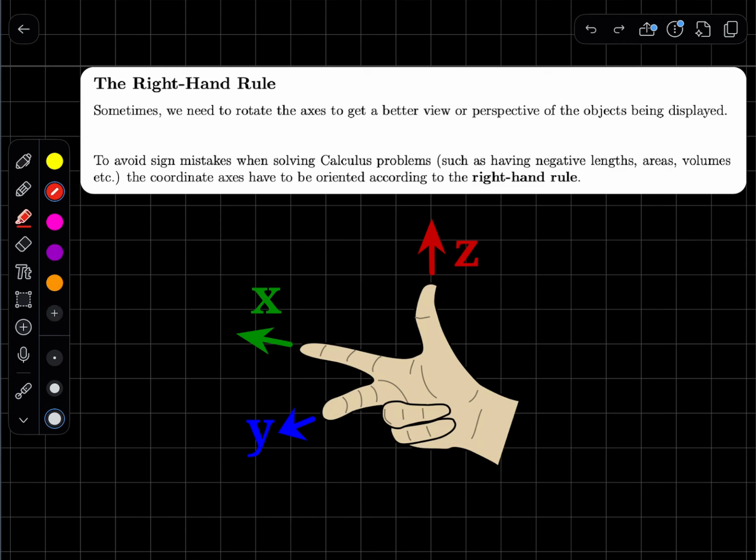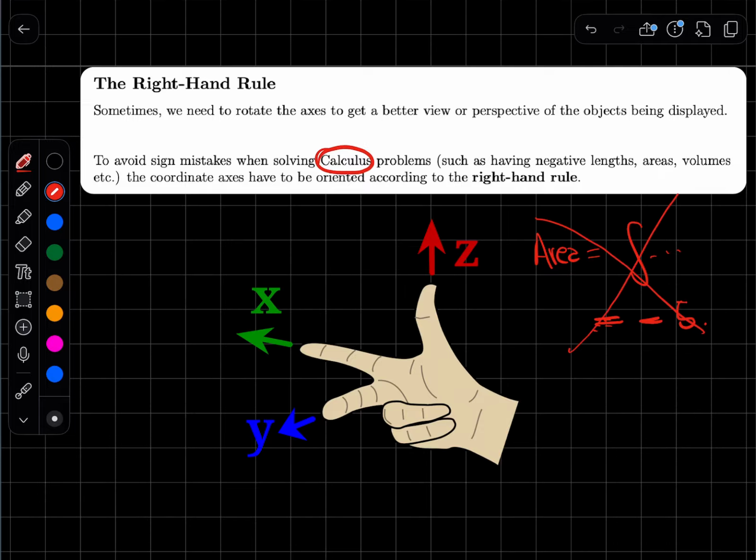And also, because we're going to be doing calculus in 3D, we're going to be solving calculus problems. You have to watch that whatever you're doing doesn't generate weird areas. Can you imagine solving an integral for an area, and at the end, you get a negative number, like -5 or something? That can't happen, right? Areas have to be positive, lengths have to be positive, volumes have to be positive. And so in order for that to happen, your three axes have to be oriented correctly.